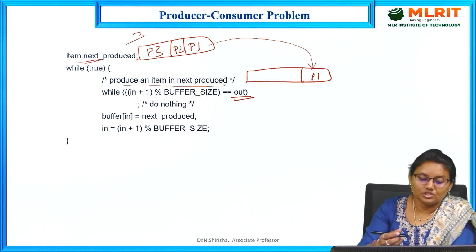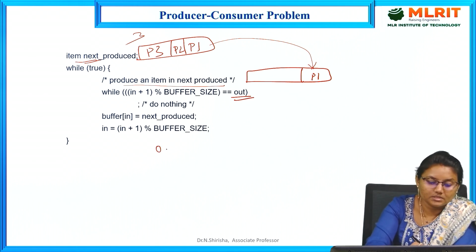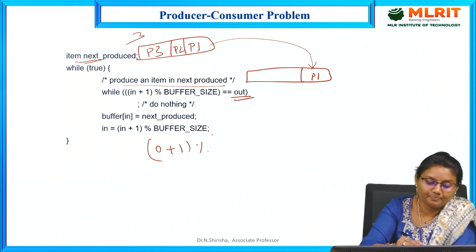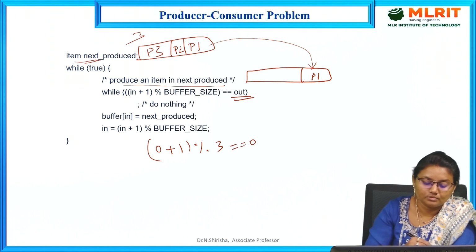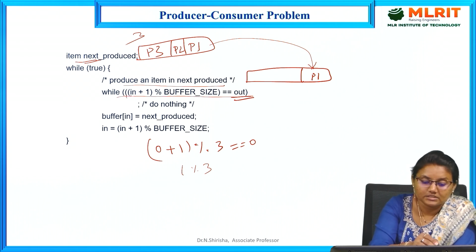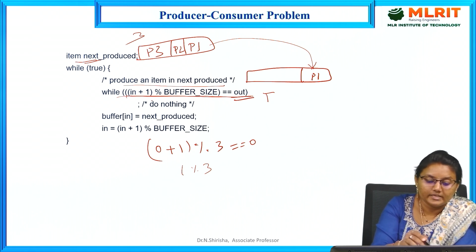In is initially 0, right? 0 plus 1 modulo buffer size, say we have taken 3, that is not equal to out, so 1 mod 3 is 1. Whenever this condition is true, you wait. Otherwise, it will go to the next produced item, put it in buffer[in], and go to the next item. So it is going to the next process P2.